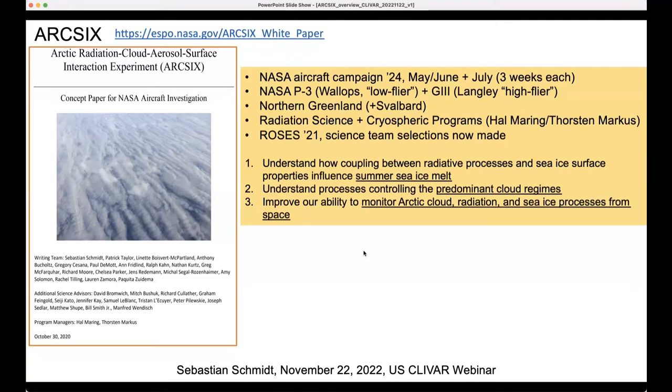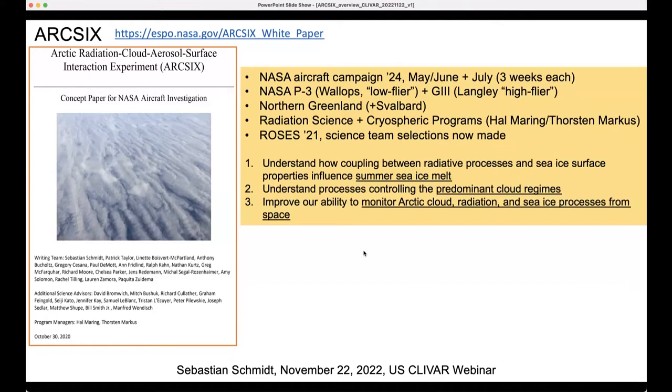So the science teams are going to fly home in between. The reason is to have two different 3-week-long sample points at different stages of the ice evolution in the area. The flyers we're talking about are two planes: the NASA P-3 as the low flyer from Wallops, which carries in situ instrumentation and some remote sensing, and the NASA Langley G-III as the high flyer carrying some remote sensing.